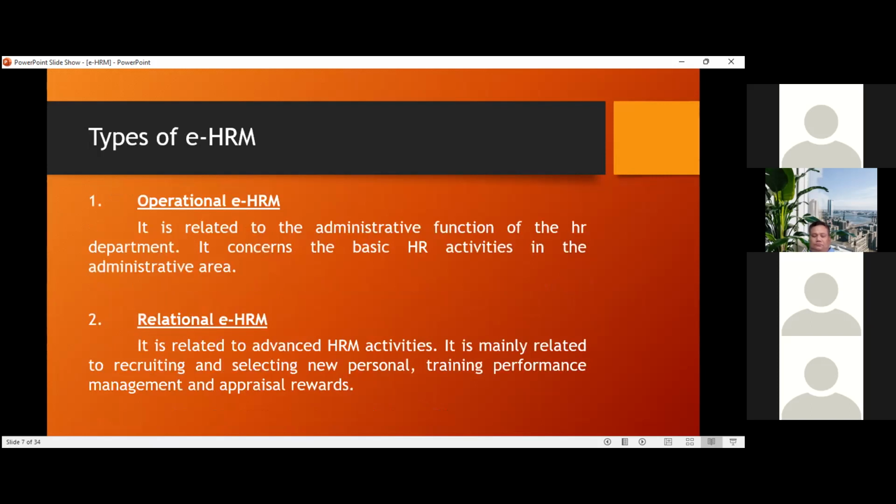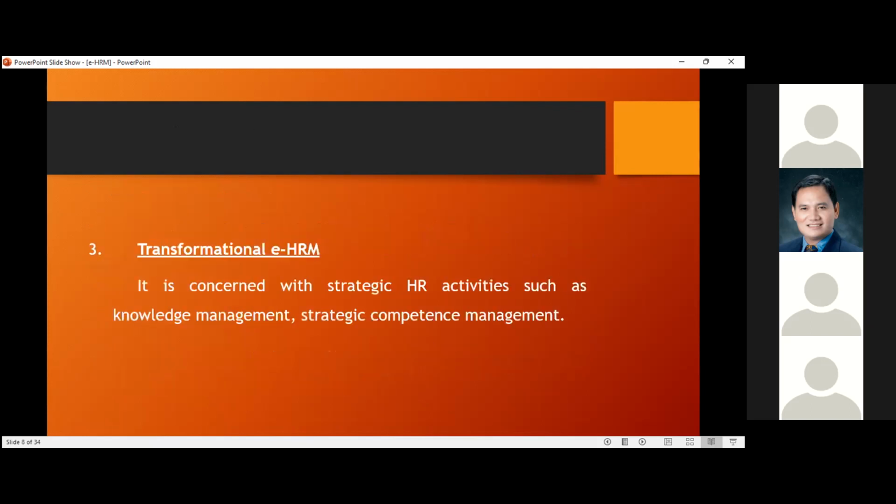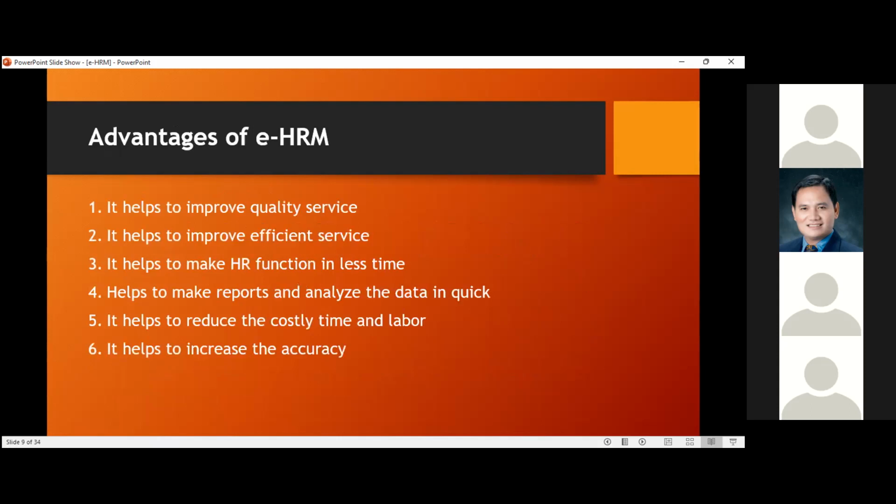So, types of EHRM. First is operational EHRM. It is related to the administrative function of the HR department. It concerns the basic HR activities in the administrative area. Second, relational EHRM. It is related to advanced HRM activities. It is mainly related to recruiting and selecting new personnel, training, performance management, and appraisal rewards. The third is the transformational EHRM. It is concerned with the strategic HR activities such as knowledge management and strategic competence management.